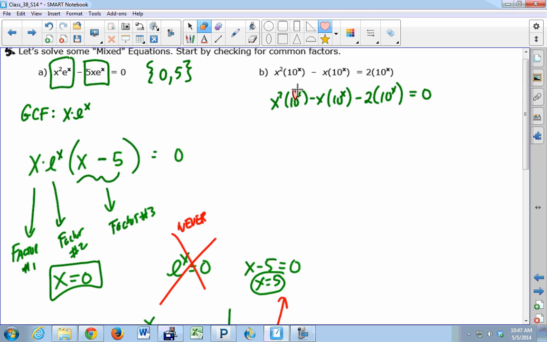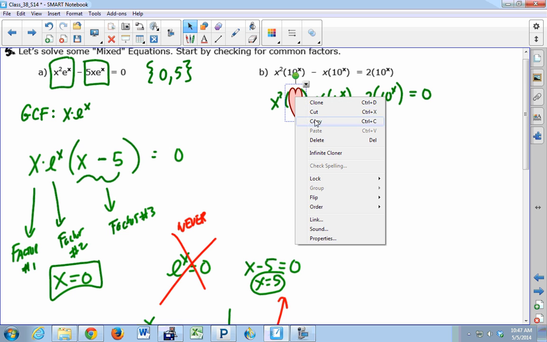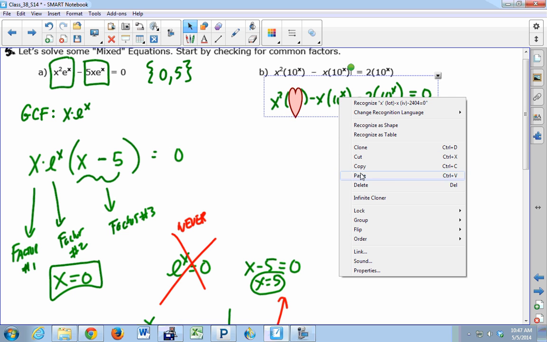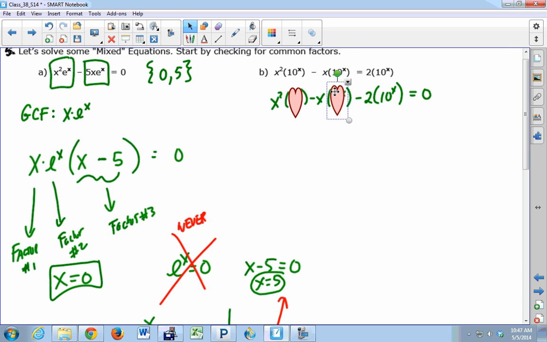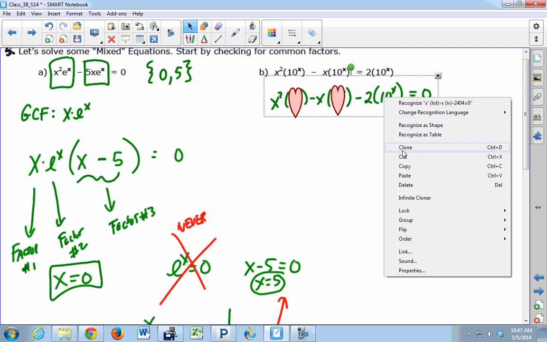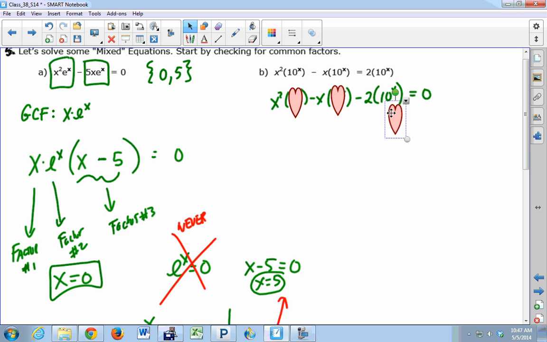Come on. Oh, there we go. I want to cover that up. All right, so we're going to cover up the 10 to the x. Here we go. Copy, paste. So it's not there. I believe it's not there. You just see a big heart. Right, there we go. That looks better.